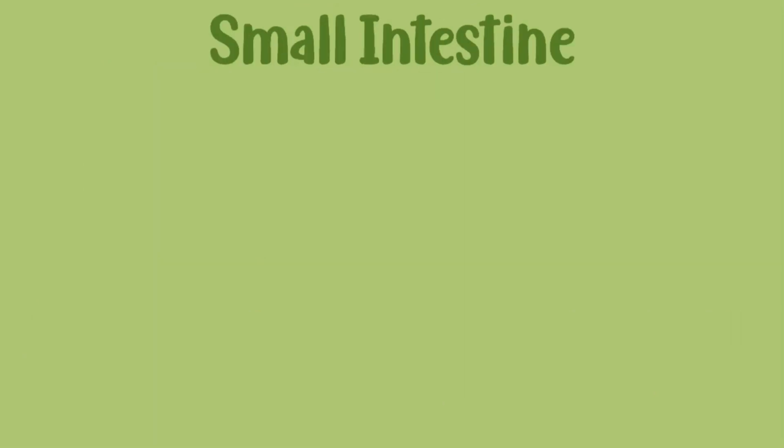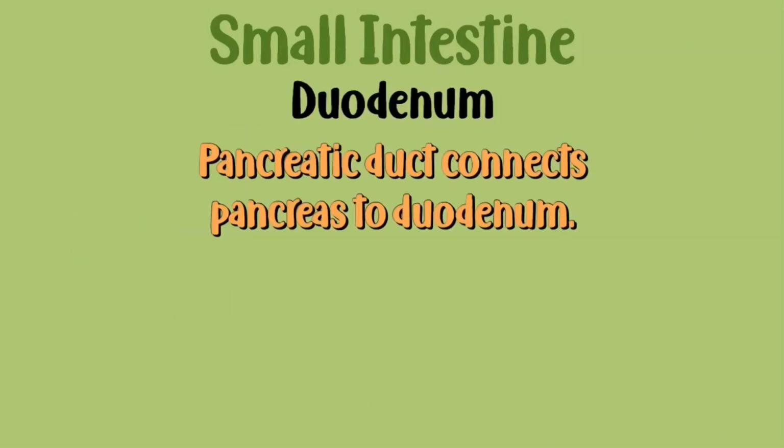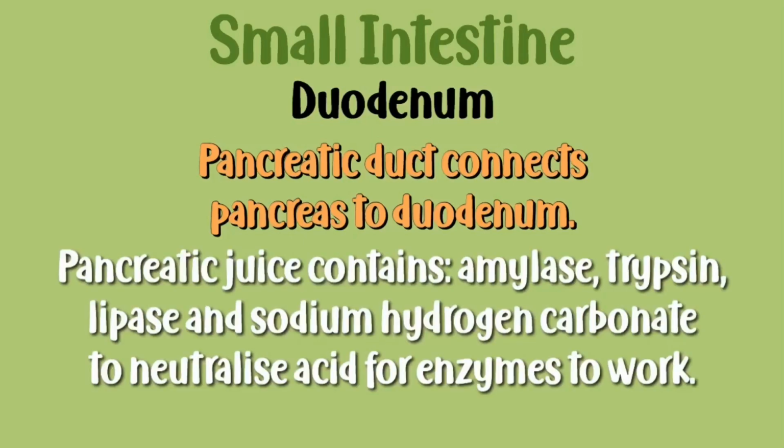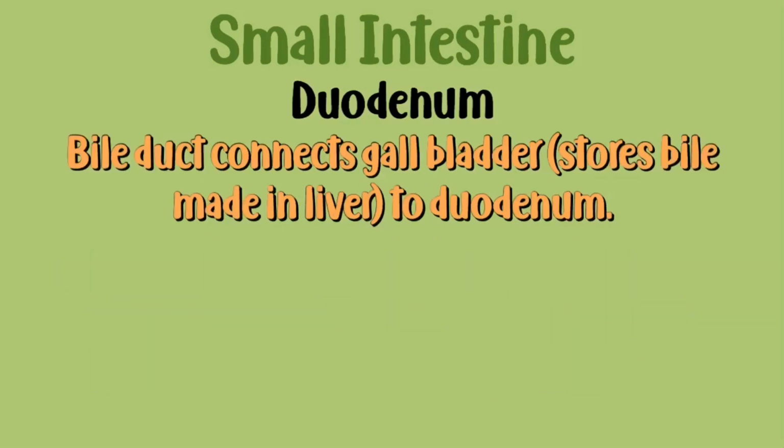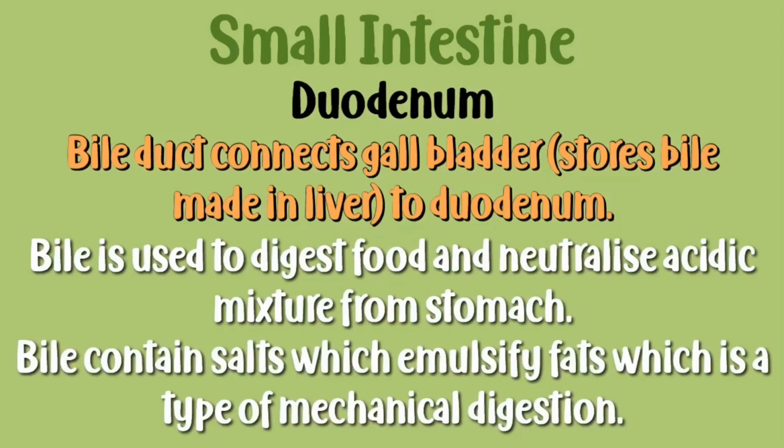Speaking of duodenum, let's talk about the small intestine. It is divided into three parts: duodenum, jejunum, and ileum. In duodenum, pancreatic duct connects pancreas to the duodenum. Pancreatic juice contains amylase, trypsin, lipase, and sodium hydrogen carbonate to neutralize the acid for the enzymes to work. The bile duct connects gallbladder, which stores bile made in the liver, to duodenum. Bile is used to digest food and neutralize acidic mixture from the stomach. Bile contains salt, which emulsifies fat, which is a type of mechanical digestion.